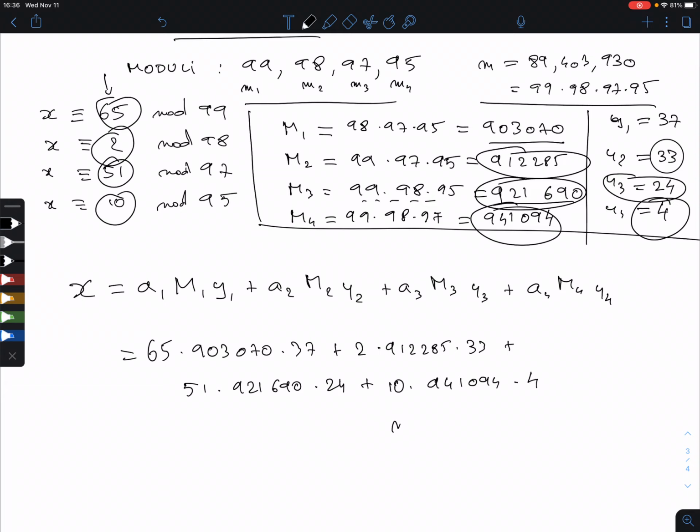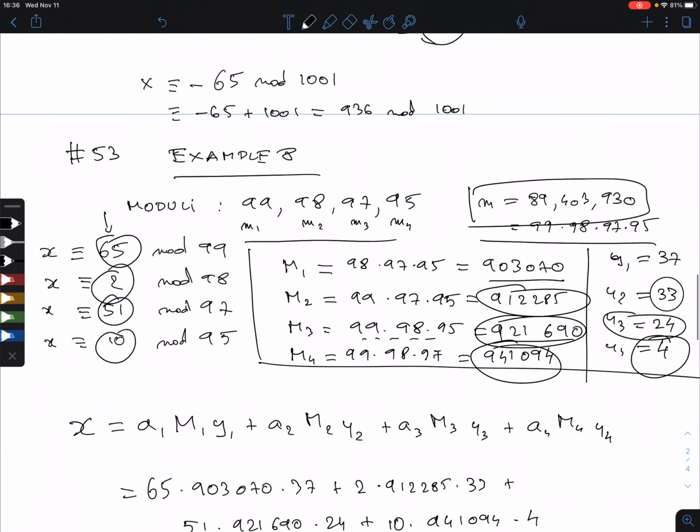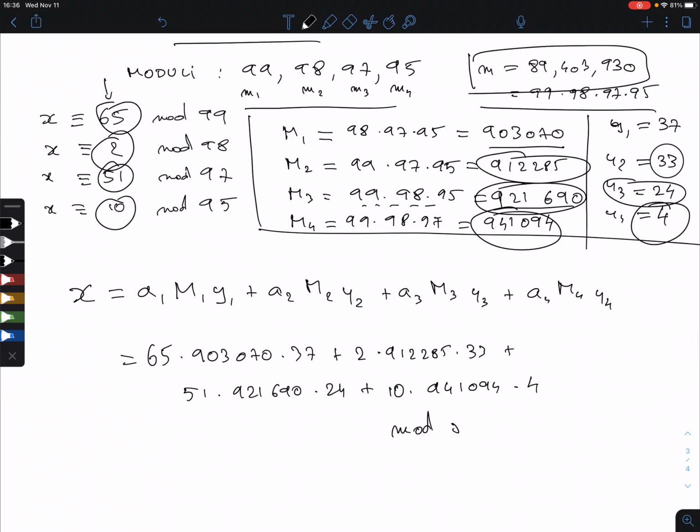And what is this? I have to calculate this modulo, because this might be a huge number, modulo m here. So modulo 89,403,930. Okay. Now this is the part where you actually have a little bit of trouble, perhaps, with your calculator. I'm not even sure that my calculator can do it. So I'm going to try. 3070 times 24. Okay, my calculator gives me exactly what this is.